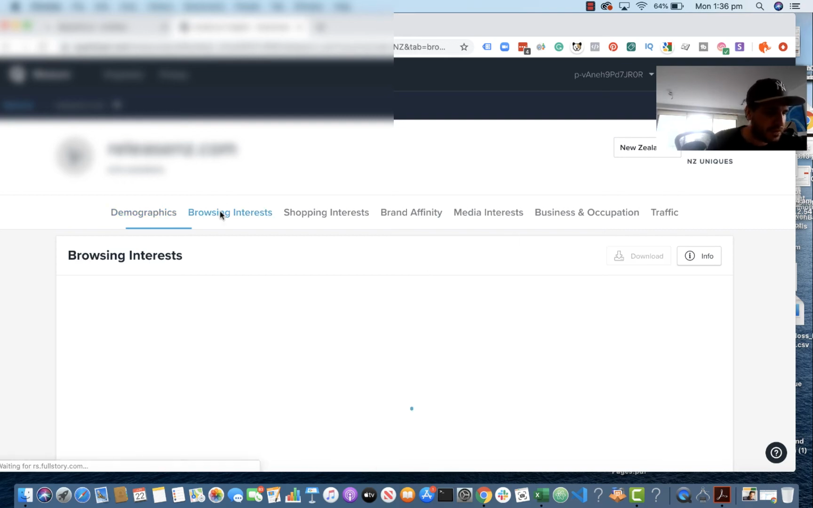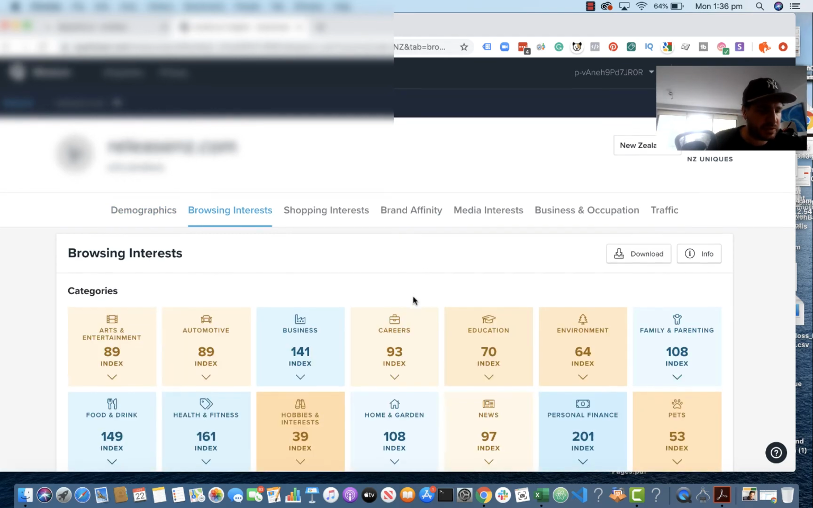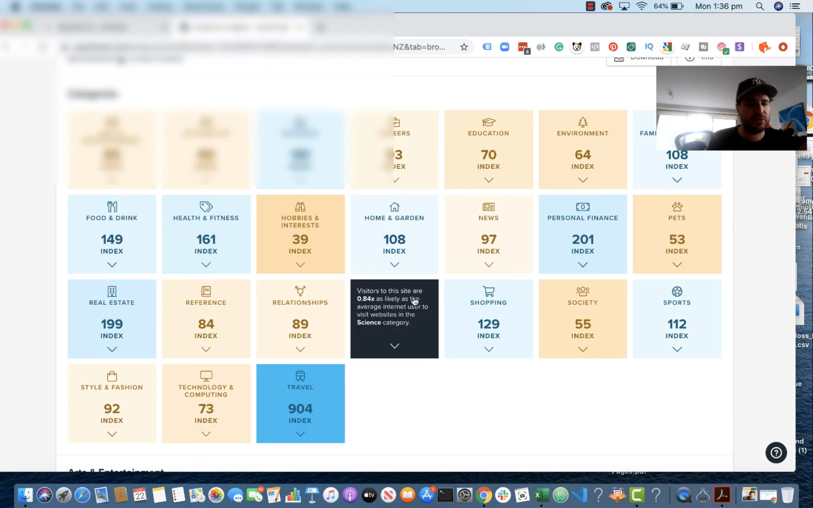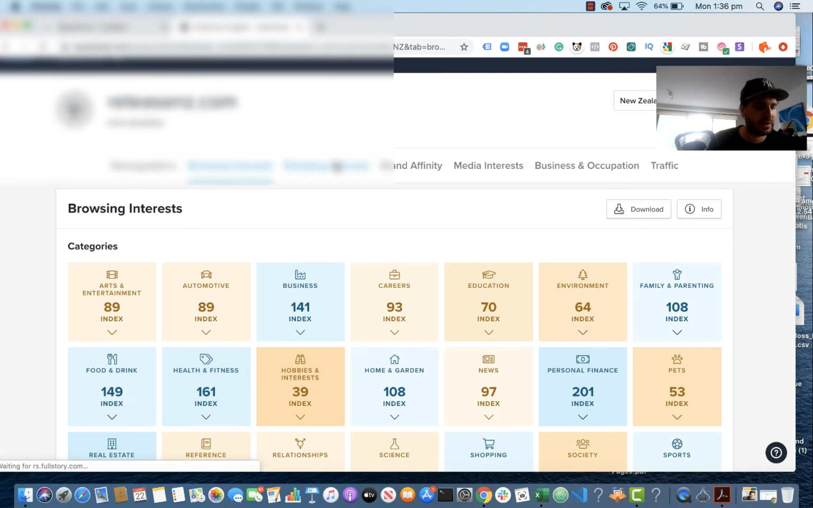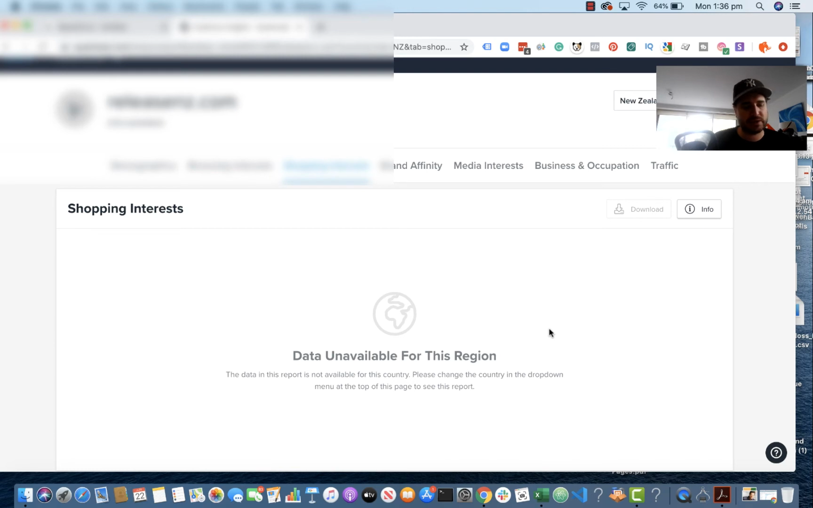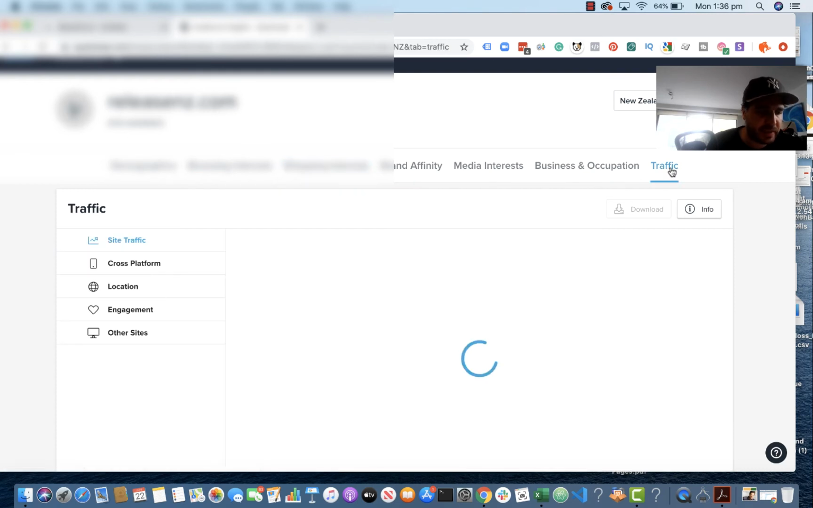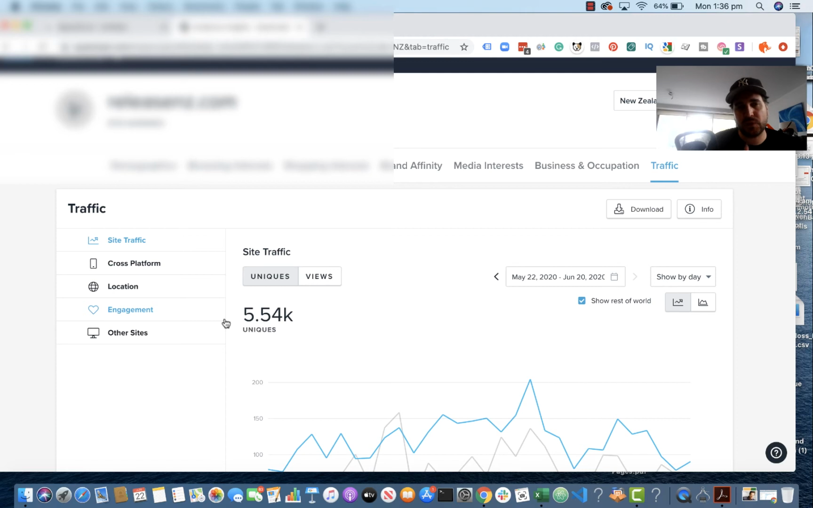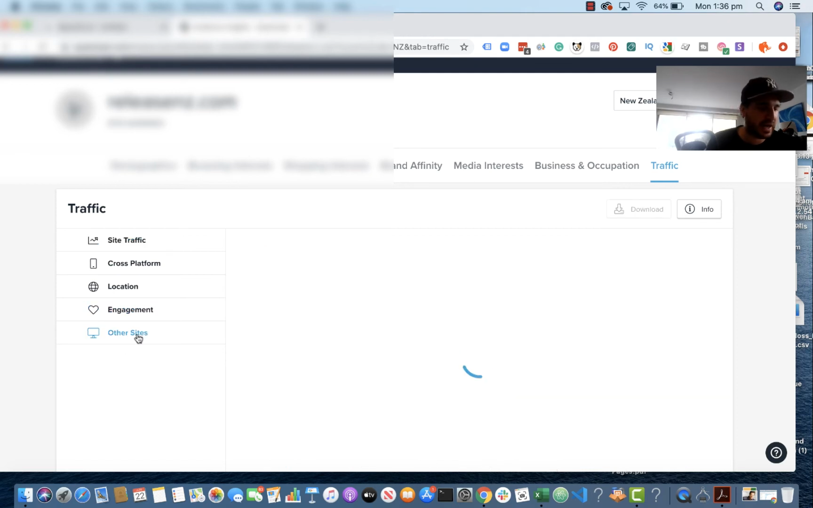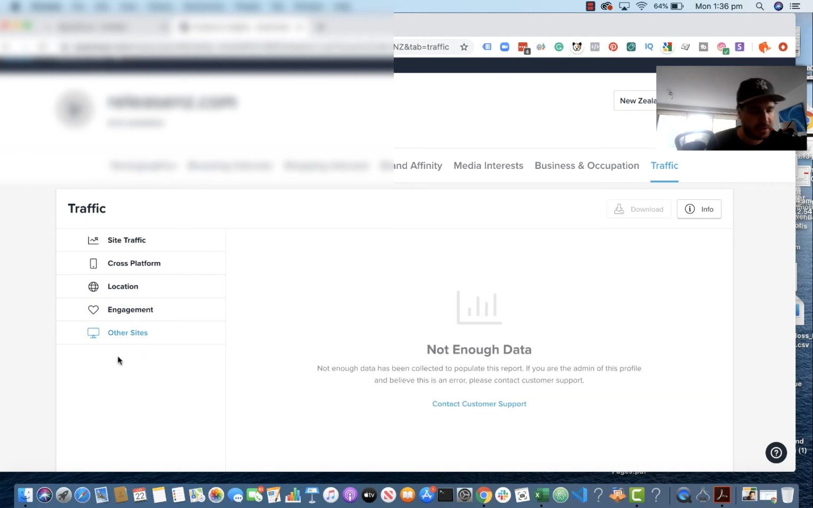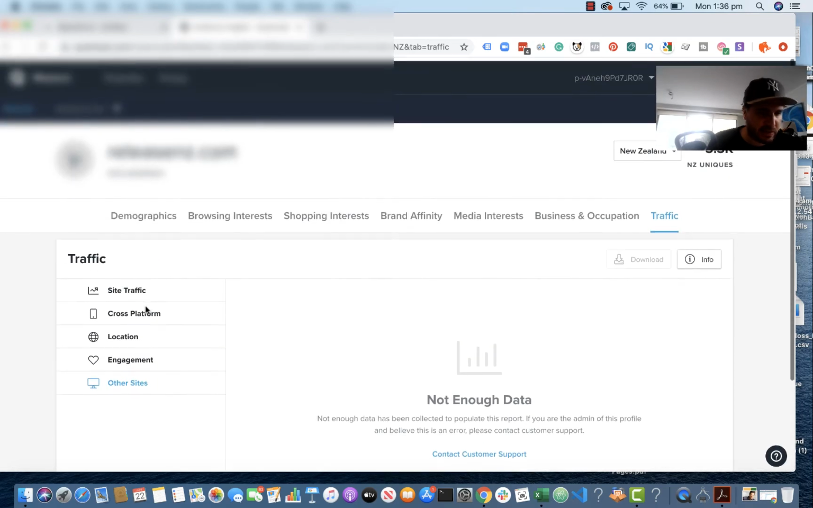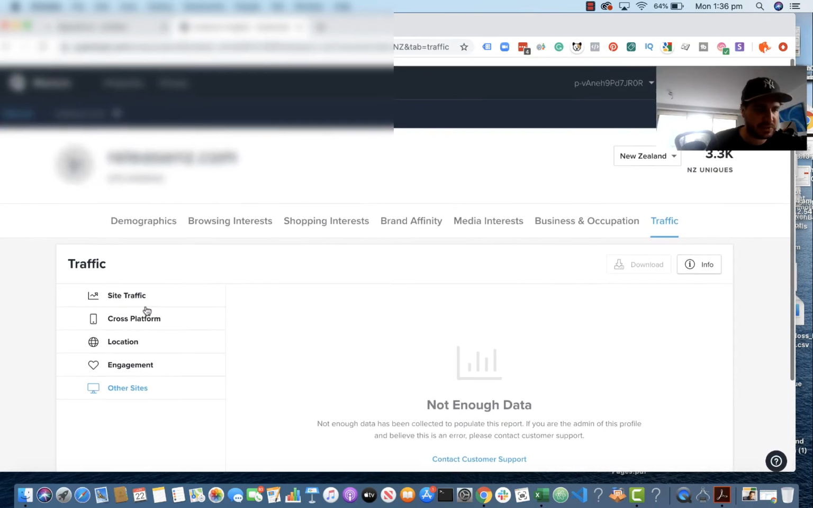You can see things like browsing interests as well, and there's a whole bunch of affinity groups around this, which is really interesting. Shopping interests as well. They don't have enough data for this, but if you had enough data coming in, you could use this. But the best thing about this tool is you can see what other sites people visited before they came to your website, which is awesome for targeting on Facebook ads. Again, they don't have enough here according to this, which is really annoying.